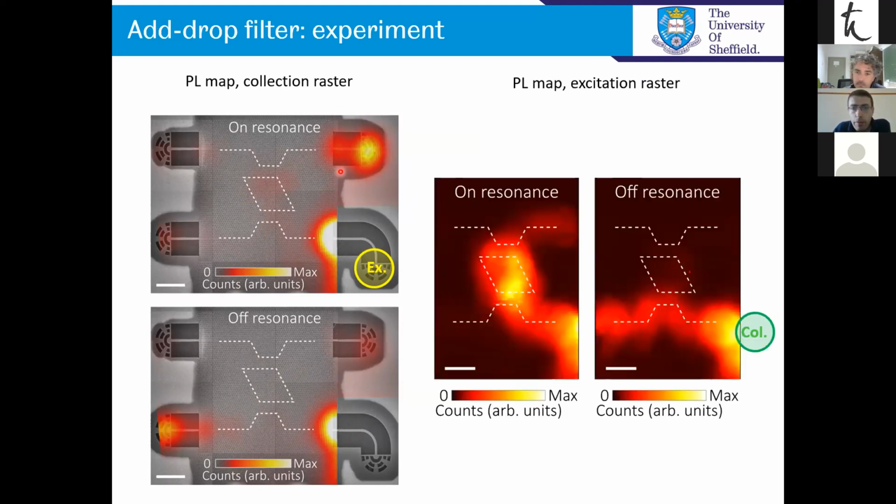We can also do a complementary measurement in which we fix the collection at the bottom right outcoupler, and now we raster the excitation. What we see in this case is on resonance, light is coupled through the device. You do not see light from the top left corner because this light is coupled in the opposite direction and we're not collecting from there. Whereas off resonance, we see that the light simply comes from the lower waveguide because it's decoupled from the resonator.